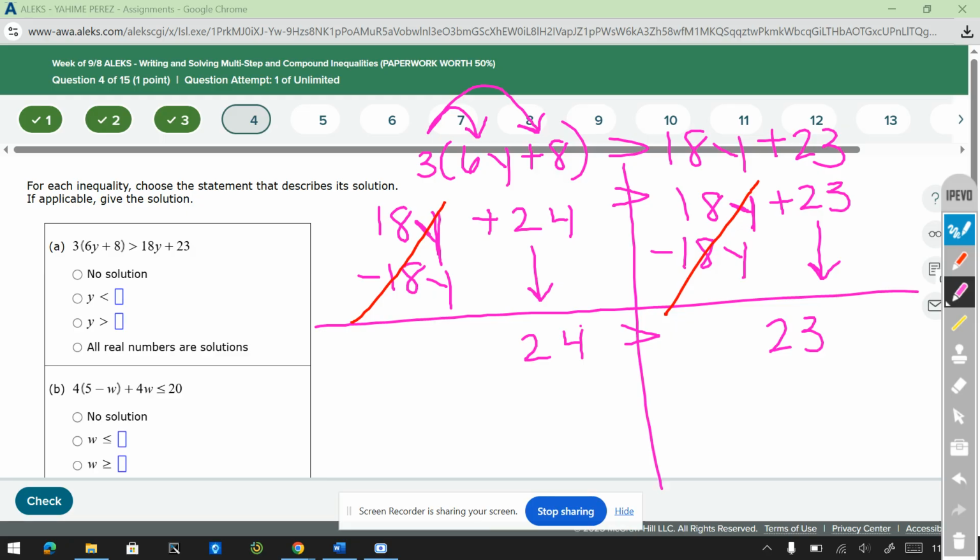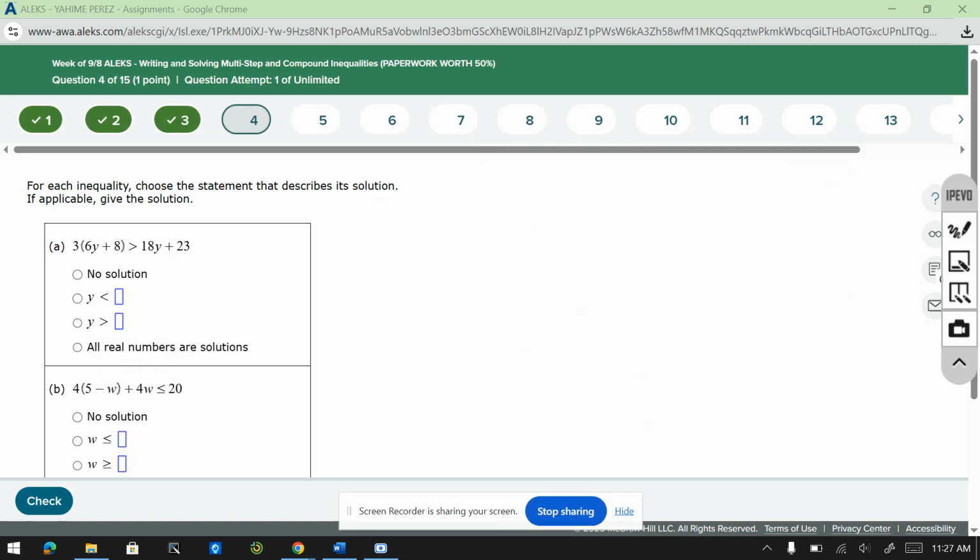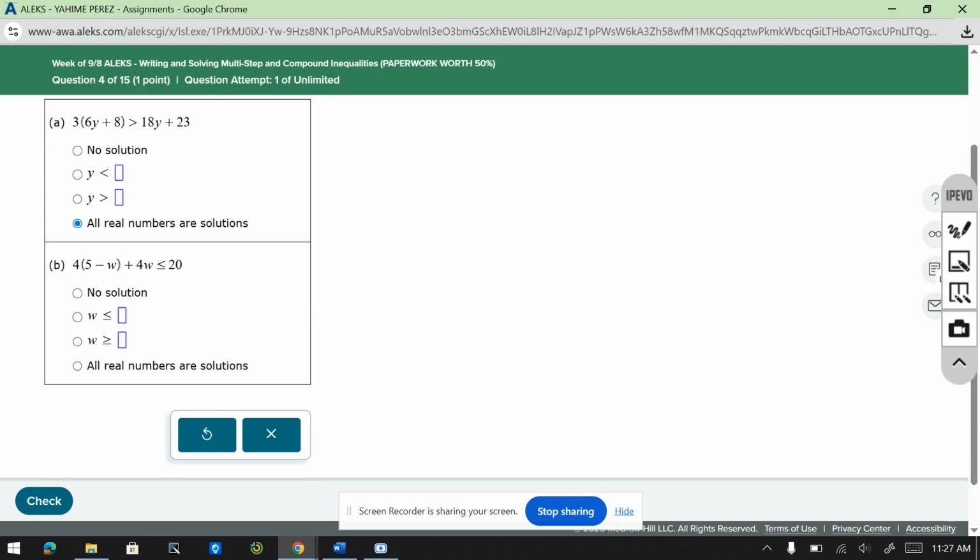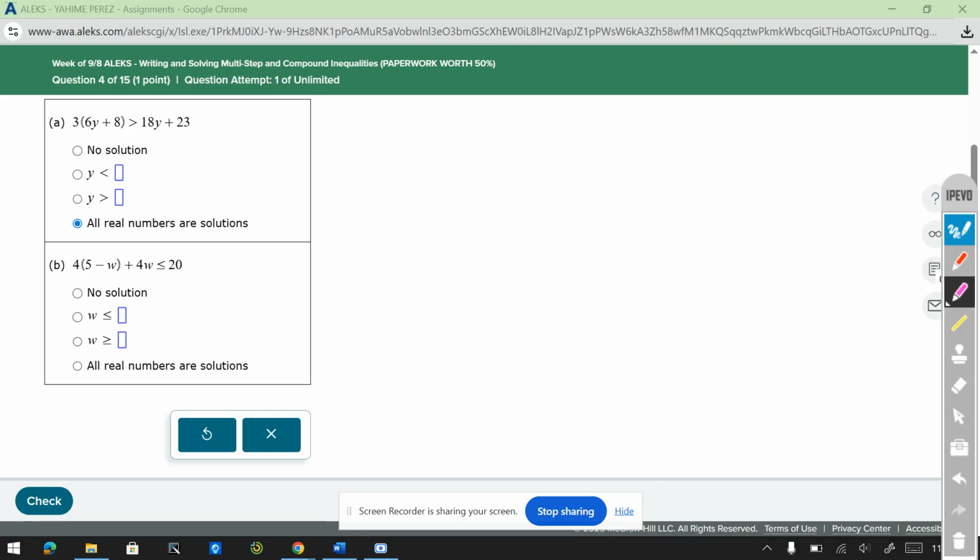Now I'm just going to think, is that true? Is that a true statement? Is 24 greater than 23? Yes, it is. And because it's true, I'm going to say my answer is infinitely many solutions. Or you can also say all real numbers, right? If I had a false statement like 24 is less than 23, then that would have been a situation where it's no solution. But this is all real numbers. Going on to the next one.